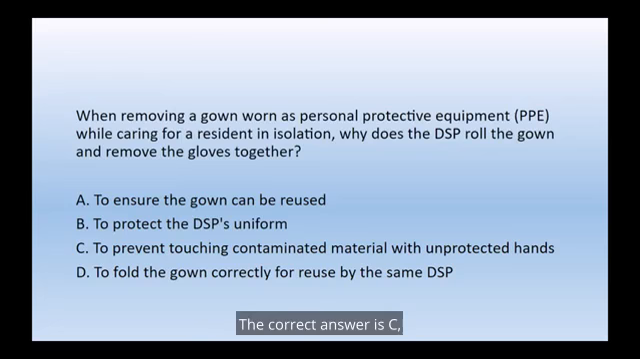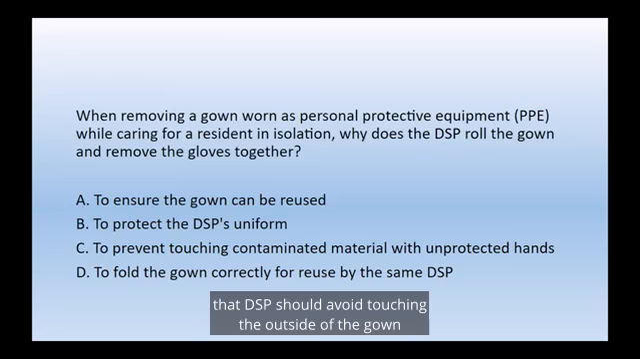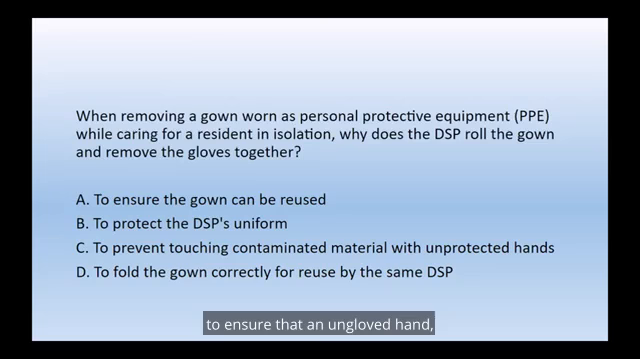The correct answer is C. The DSP should avoid touching the outside of the gown to ensure that an ungloved hand does not touch a contaminated gown.